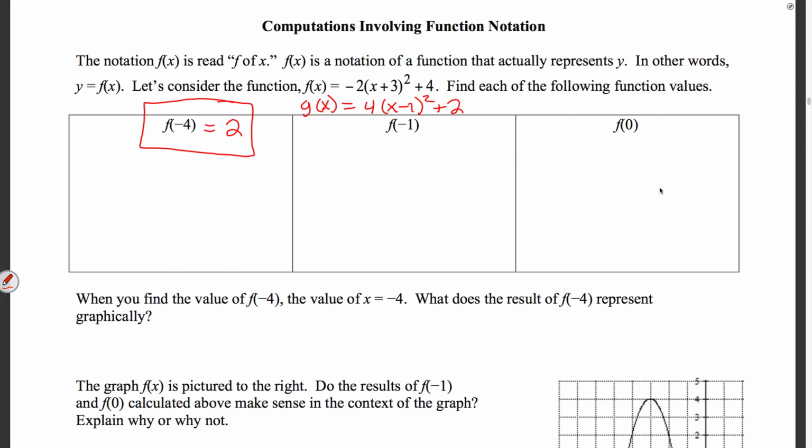Well, if it is true, then we should have y. F times -4 equals y. Well, no, the f of x is not multiplication. It's just a label. You do not multiply it.